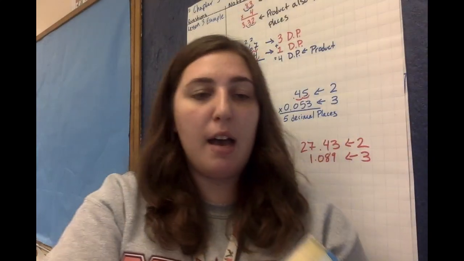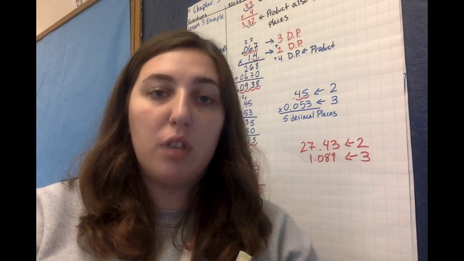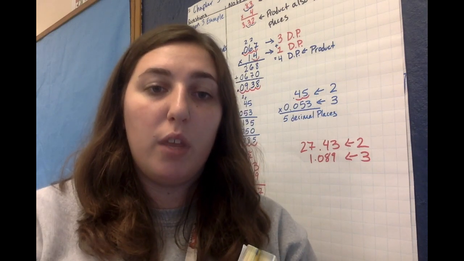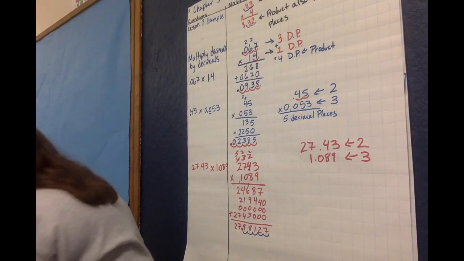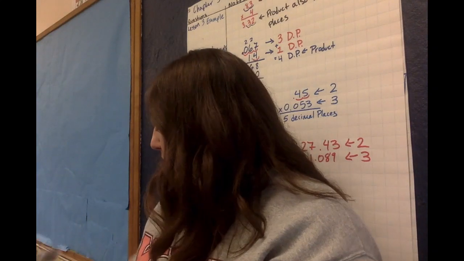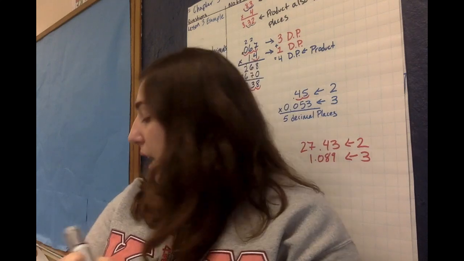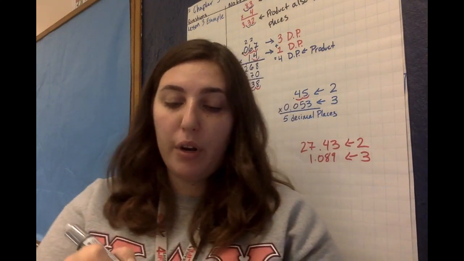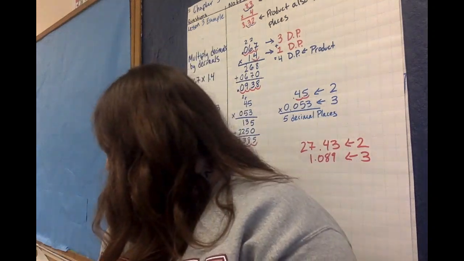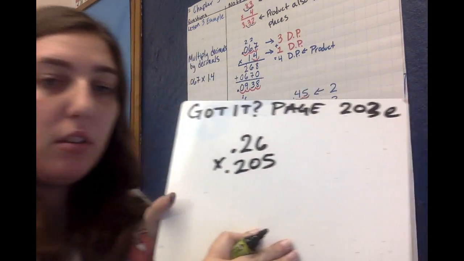All right. And we are done taking notes, but these are the problems that you guys are going to need to do in the Got It problems. So I want you guys to be working on this, and then if you need a reference, I'm going to work through one of them with you so you know how to do it, and I think this might be one of the harder ones. Okay, so problem E is asking us to multiply 0.26 times 0.205. Okay, so that's what I have.